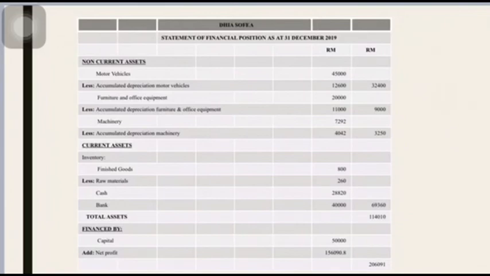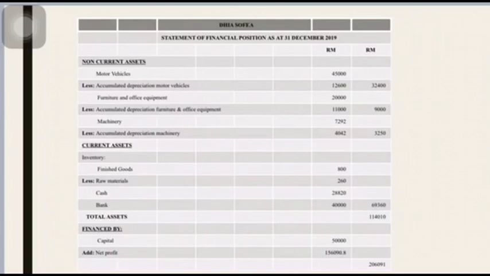So, this is our statement of financial position as at 31 December 2019. Our non-current assets: motor vehicles 45,000 minus the accumulated depreciation on motor vehicles, that is 12,600, equal to 32,400. Furniture and office equipment 20,000 minus the accumulated depreciation, that is 11,000, equal to 9,000. And machinery, that is 7,292 minus the accumulated depreciation on machinery, that is 4,042, equal to 3,250.